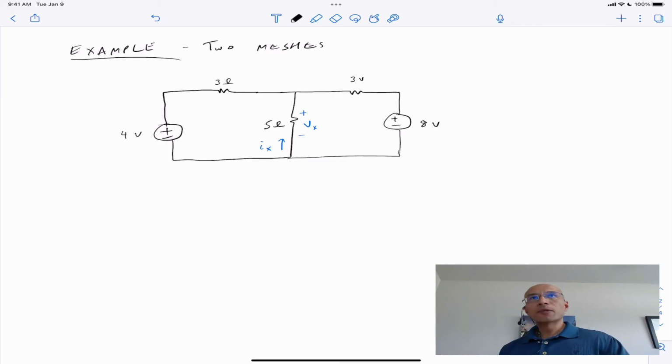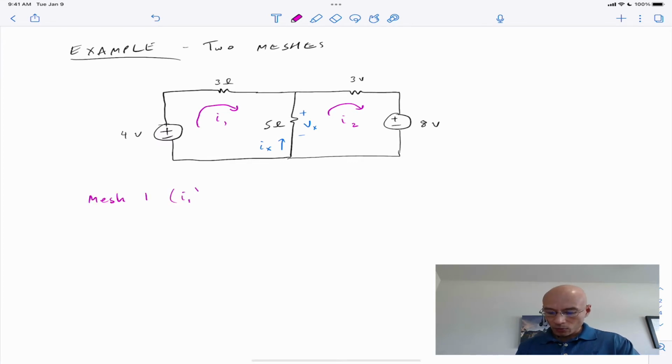In this example, I'll do a mesh current analysis problem with two meshes. So to get started here, we can see there are two meshes, two loops that don't include one or the other. So we can define two mesh currents. I'll call them I1 and I2. Now we have to write two KVL equations, one for each mesh.